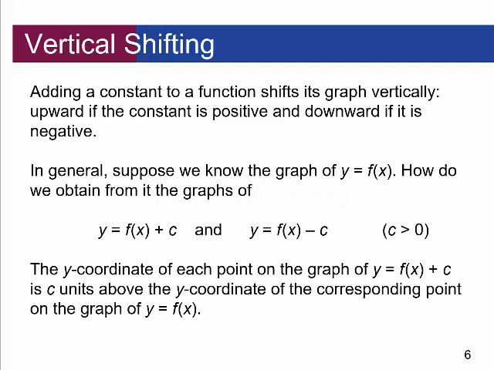Adding a constant to a function shifts its graph vertically, upward if the constant is positive and downward if it's negative. In general, suppose you know the graph of y = f(x). How do we obtain from it the graphs of y = f(x) + c and y = f(x) - c? So either adding a constant or subtracting a constant. All that happens is the y-coordinate of each point of the graph of y = f(x) + c is c units above the y-coordinate of the corresponding point of the graph of y = f(x). So you're just moving the graph up c units.